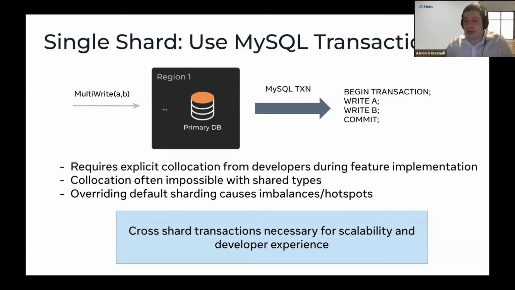However, relying only on single shard transactions leads to a lot of complications for product developers. First, it requires them to think ahead. It requires explicit co-location from developers during feature implementation. If you have a bunch of stuff that you want to be atomic, you need to know ahead of time that it should all be co-located. As everyone knows, products tend to develop pretty organically.